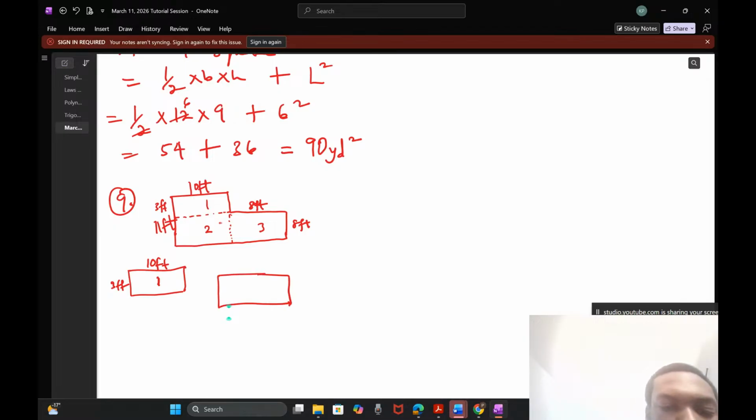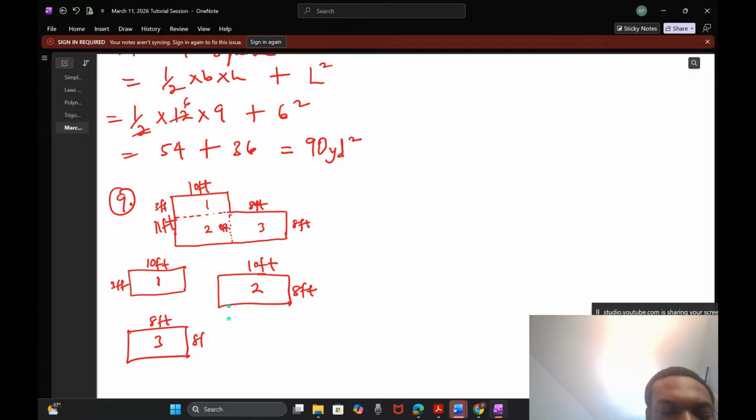This broken line here will also be 8 feet. This line is proportional to this. So this will be 8 feet. And the top, this one will be 10 feet. This side is proportional to this side. This is 10 feet. And then shape number 3. The top is 8 feet. And the side is 8 feet. So this one is definitely a square. This is a square. And these two are rectangles.